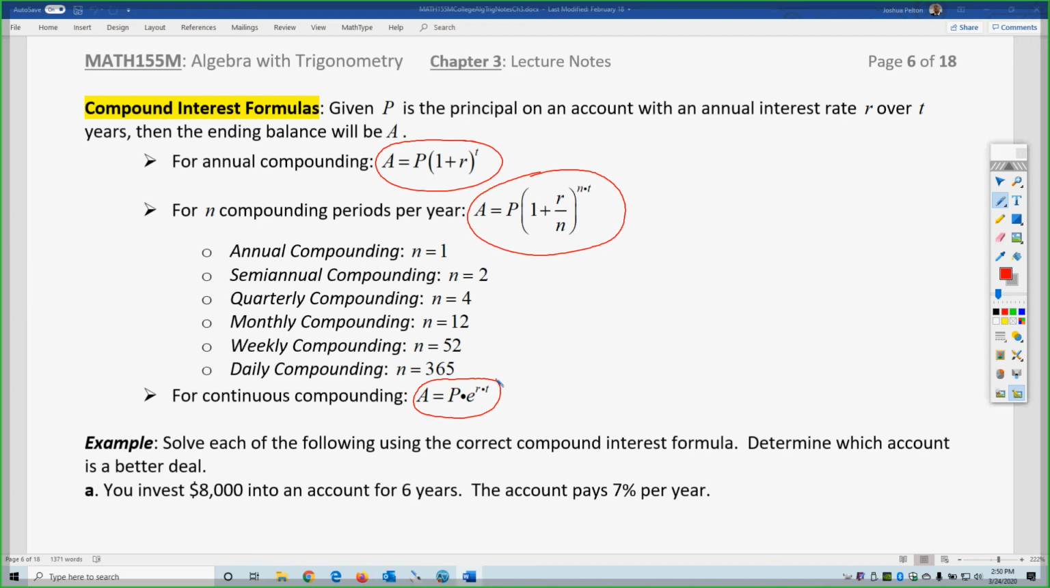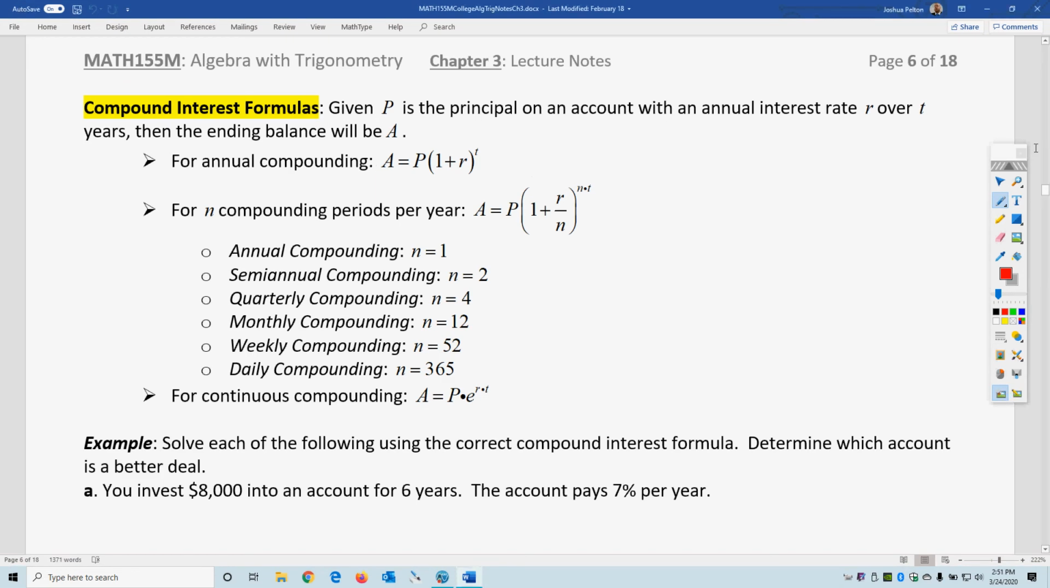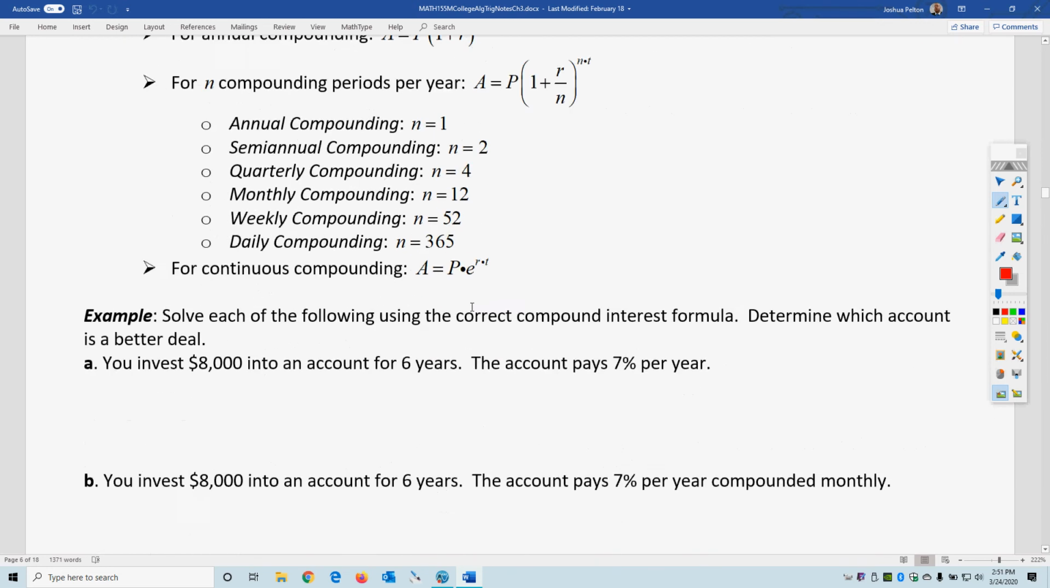So if it's just compounded annually, use the first one. If it's more than annually, use the second one. If it's continuously, use the last one, which involves the e. Okay, so we'll do a comparison here and see what the outcomes must be. Keep in mind n is the number of compounds. I listed some here, annual through daily, but there are more than that, obviously.